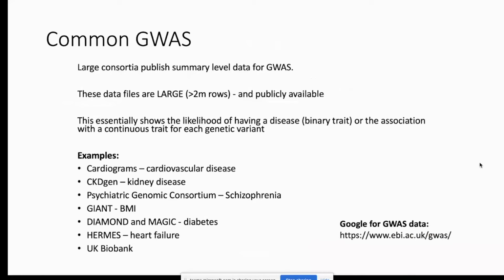Examples of common genome-wide association studies include CARDIoGRAM, which looks at coronary artery disease, and the chronic kidney disease CKDGen GWAS, which looks at kidney disease. The Psychiatric Genomics Consortium publishes GWAS for conditions like schizophrenia. We see that there are lots of common genome-wide association studies that we can obtain summary data for. This is quite a good resource to see what is available. I'd recommend having a look through it, and you'd be surprised by the number of genome-wide association studies that have been done.